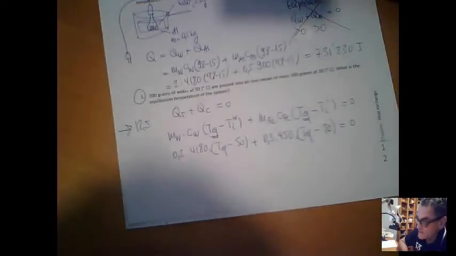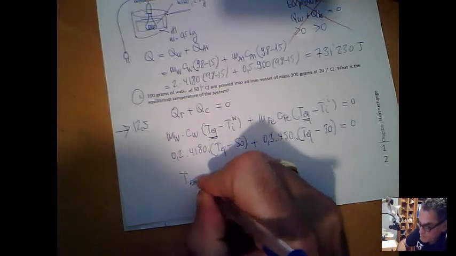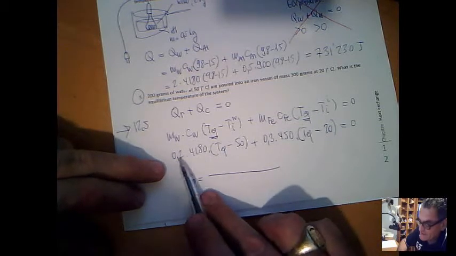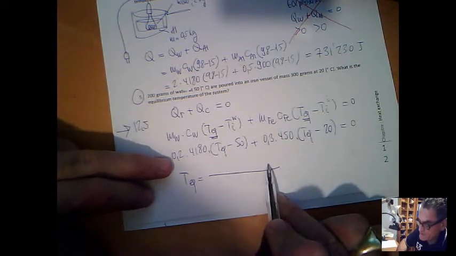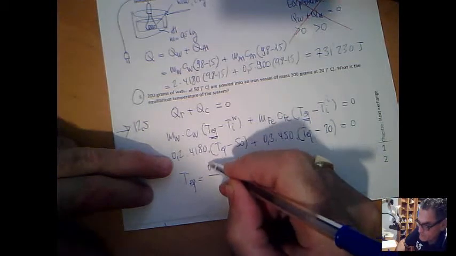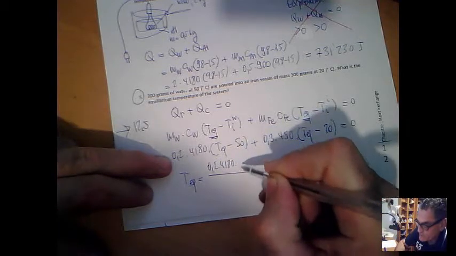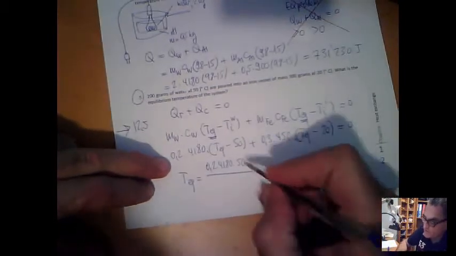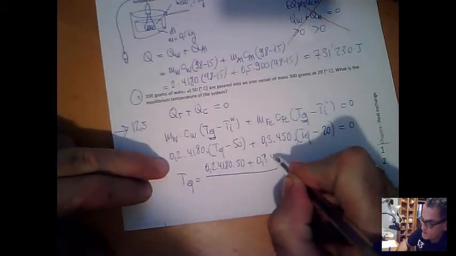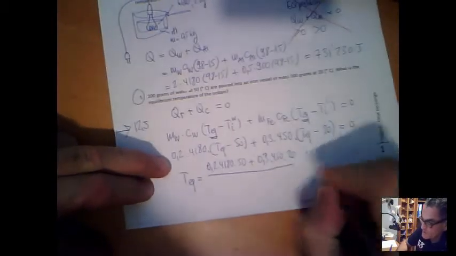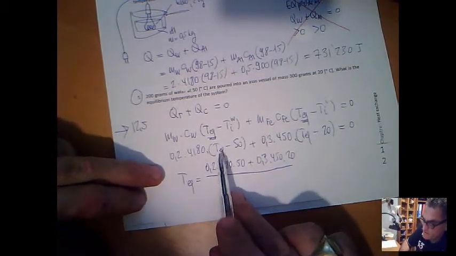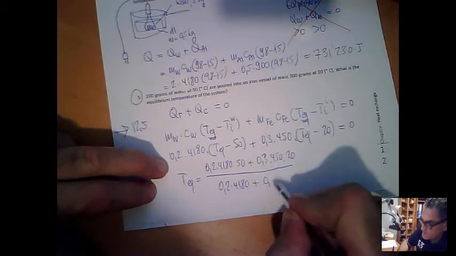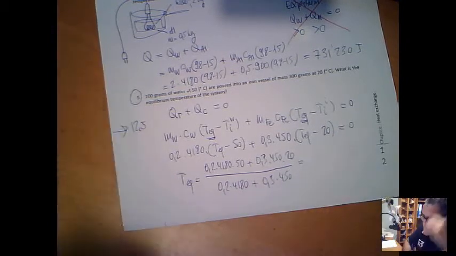0. Now if you are a bit used to that, you can do it in one step. The equilibrium temperature is going to be the numerical terms above the fraction bar, so it's going to be 0.2 times 4180 times 50, and the minus sign disappears because you have put it on the other side of the equation, plus 0.3 times 450 times 20. This is the second term here, and this is divided by the coefficient of T equilibrium, which is 0.2 times 4180 plus 0.3 times 450.